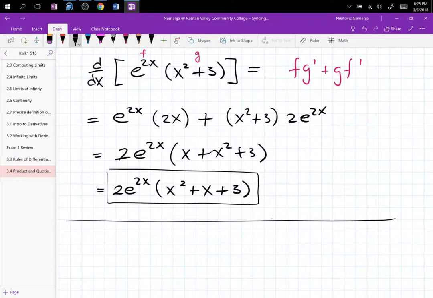So one more. What is the derivative of e to the 5x times 3 over x to the 4th?